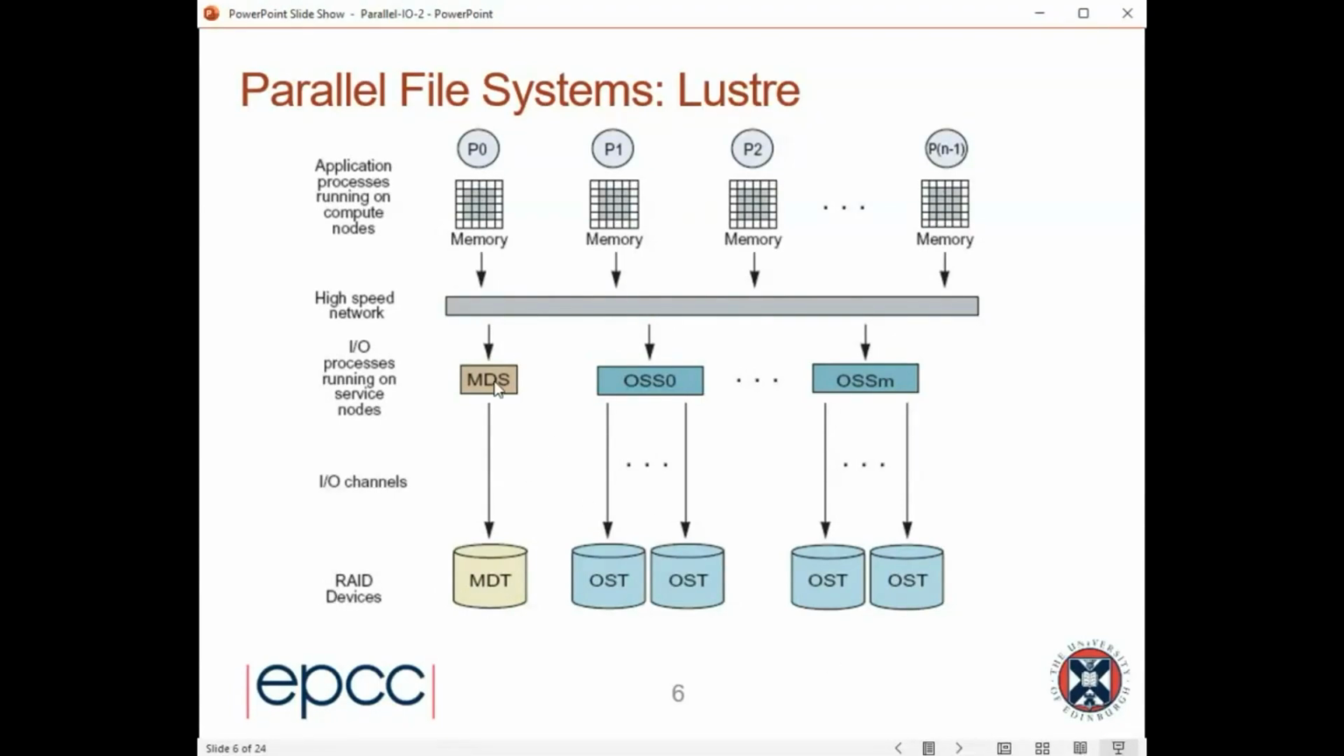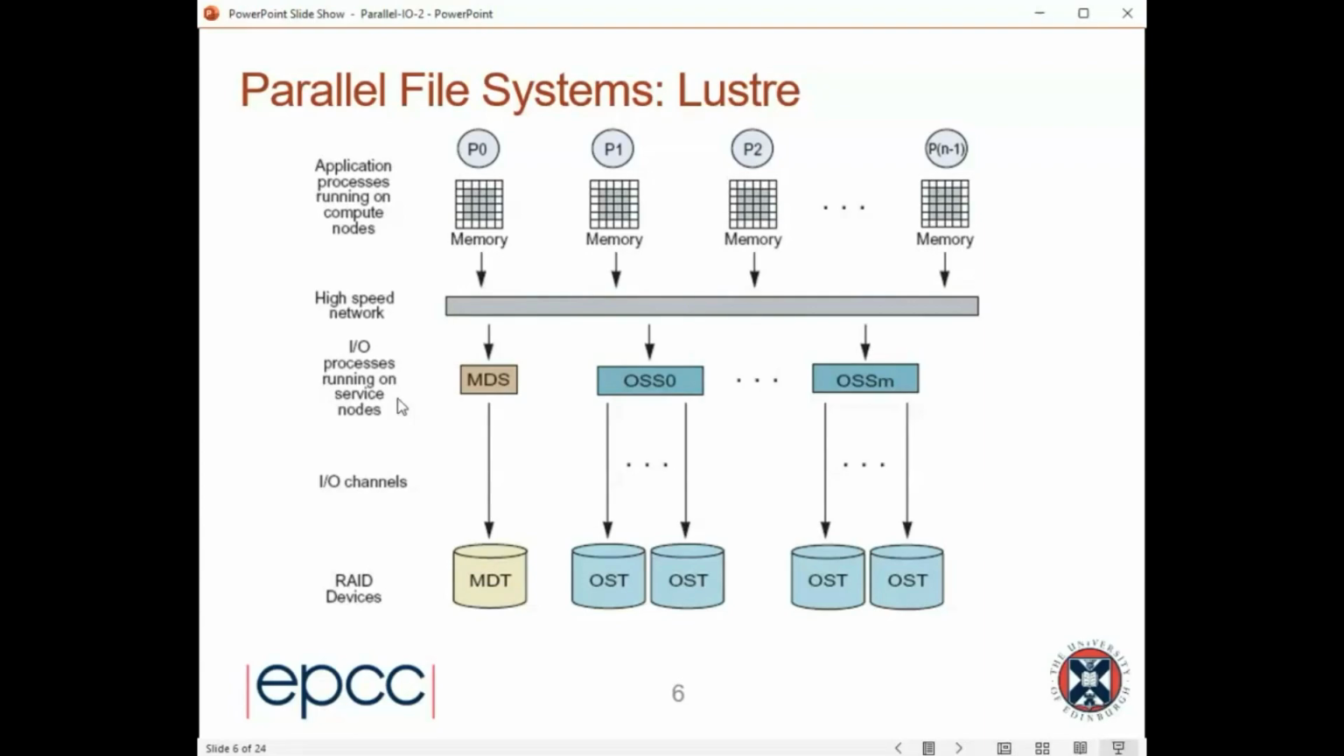So in practice, the metadata server is stored on some hardware, a metadata target. This is all Lustre speak, but that's really not important. Also in practice, these object storage targets, these disks, are clustered together into servers, object storage servers. Now, again, the way Lustre works, you don't tend to see this level. So there is this hierarchy of application processes, a high-speed network which allows you to shuffle data around these different processes on ARCHER2. That's your Slingshot network.